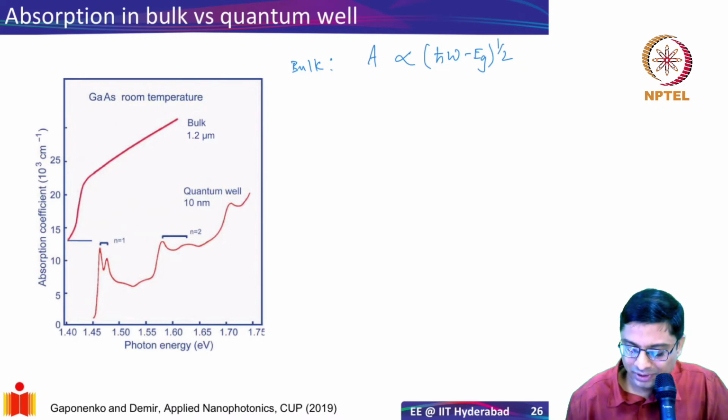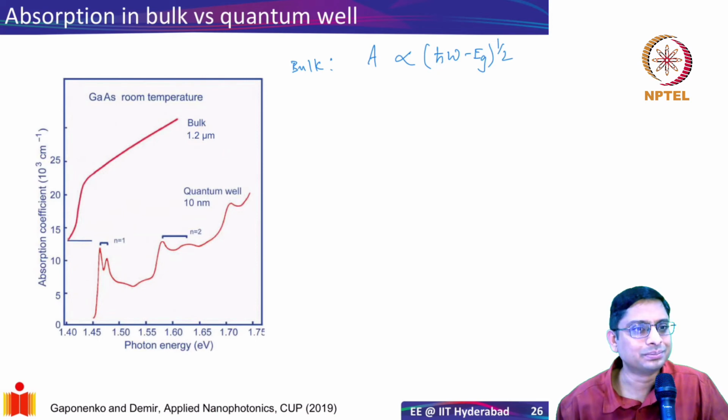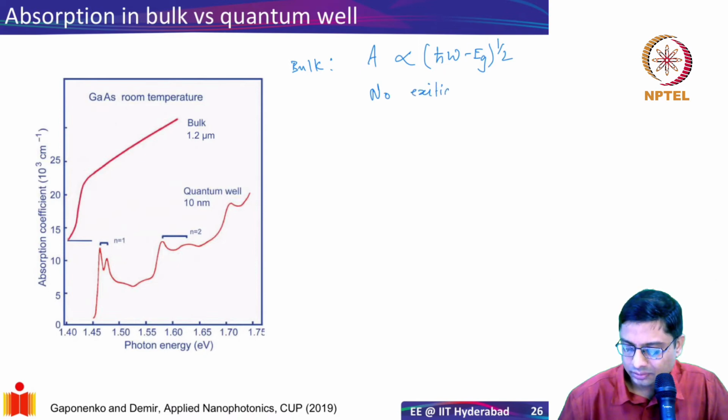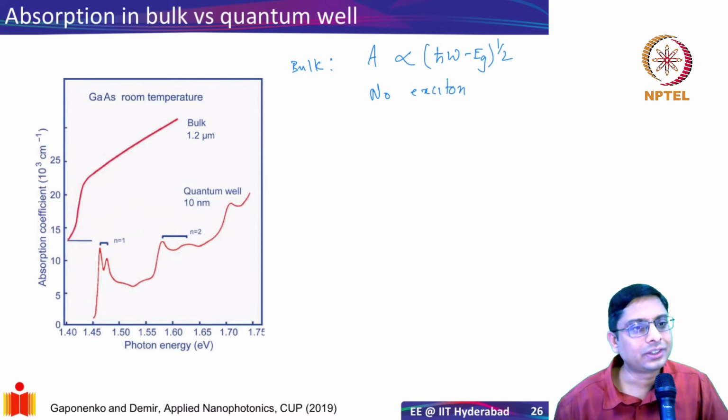And remember, this is at room temperature and this is 1.2 micron. So reasonably big, thick material. Not a nanostructure. And since it's room temperature, there are no exciton peaks as well. Okay. No exciton. You remember what is an exciton? An exciton is basically an excited electron. If you create an electron hole pair, there is a Coulombic attraction between the electron and hole. And because of the Coulombic attraction, there is a binding energy associated with that. And because of that, the absorption occurs slightly below the band gap. That's what we talked about.